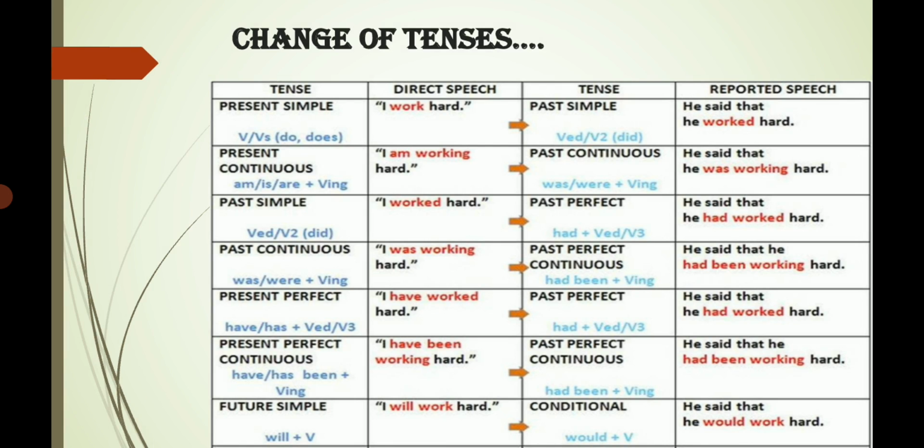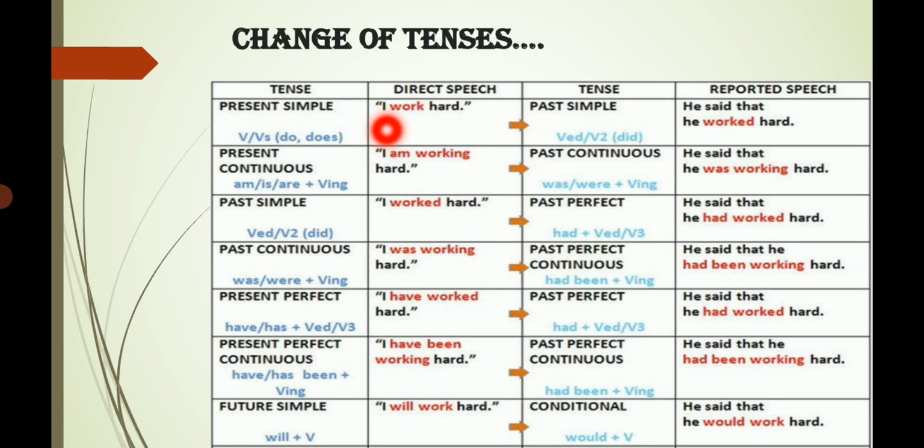If there is present simple or present indefinite tense in the reported speech, it will be changed into past simple. Okay, you must know that in present indefinite tense we use the first form of verb and do and does as helping verbs, and in past indefinite we use the second form of verb and did as the helping verb. Okay, so now here is an example.